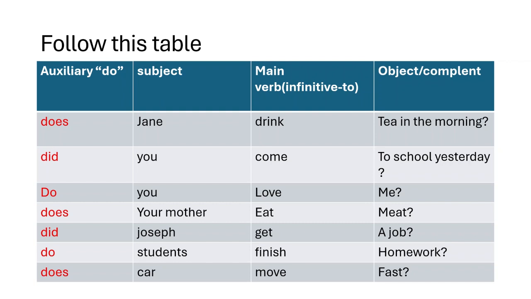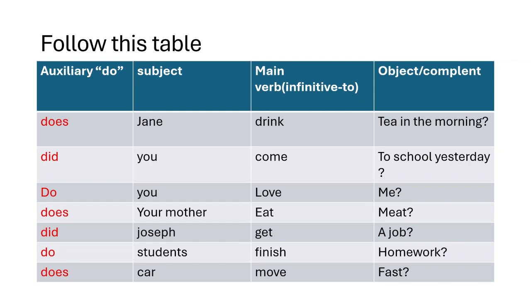Let us see these examples. Does Jane drink tea in the morning? Did you come to school yesterday? Do you love me? Does your mother eat meat? Did Joseph get a job? Do students finish homework? Does car move fast? Yes. You see that the main verbs are in infinitive form.